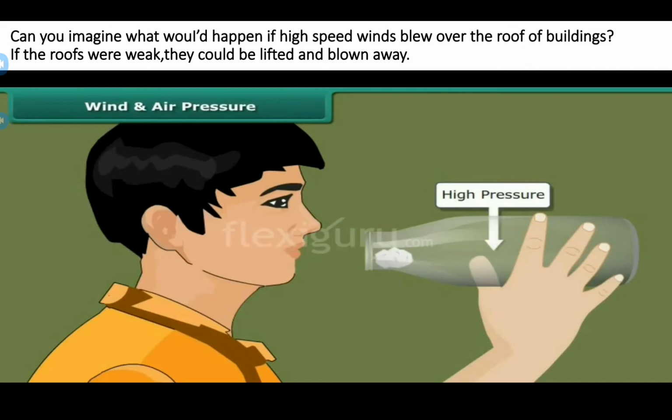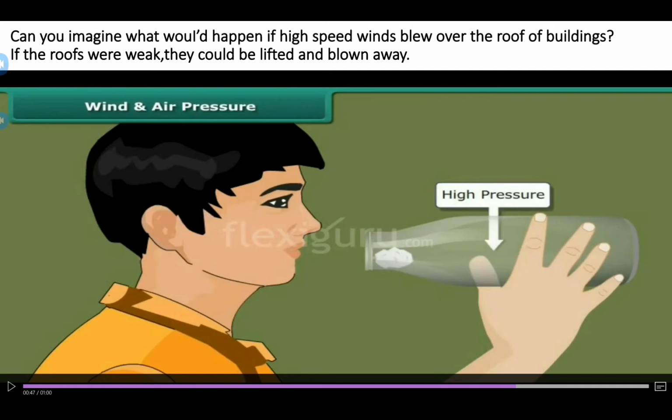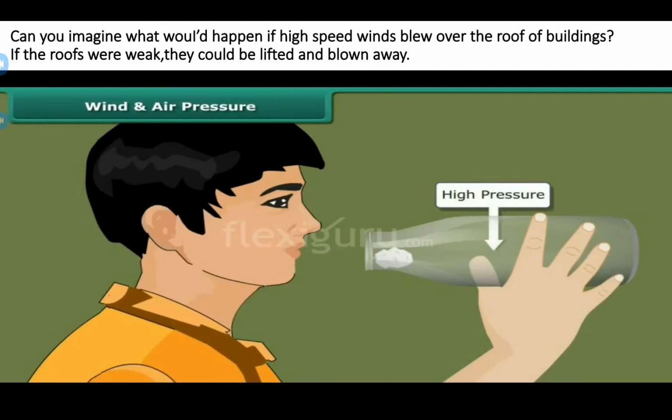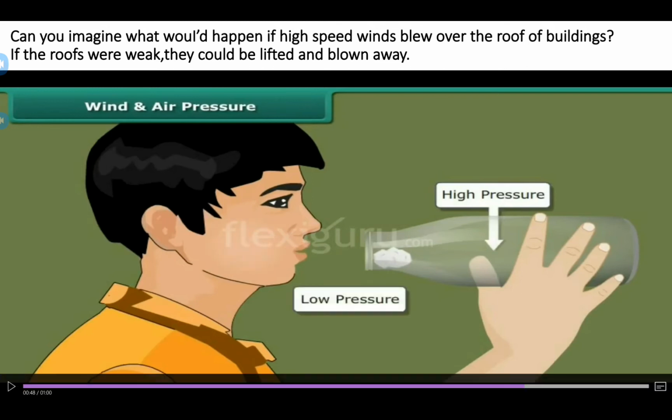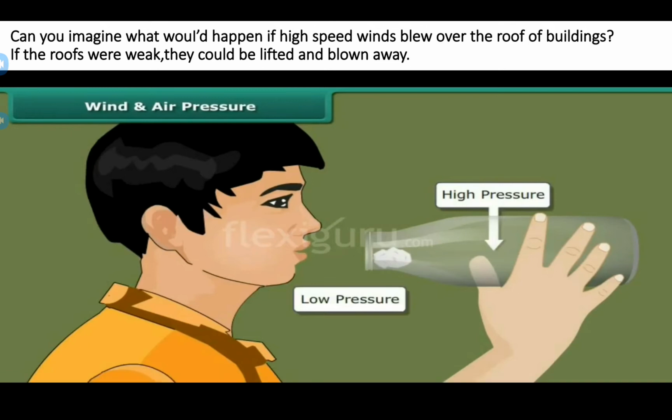Actually, when we blow into the mouth of a bottle, the air near the mouth of the bottle has higher speed. So that decreases the pressure, that means it has lower pressure. Then the stationary air present in the bottle is mainly low speed wind with high pressure. So when we blow, the air inside the bottle pushes the ball out, because blowing air has high speed wind with low pressure, but the air inside the bottle is low speed wind with high pressure.